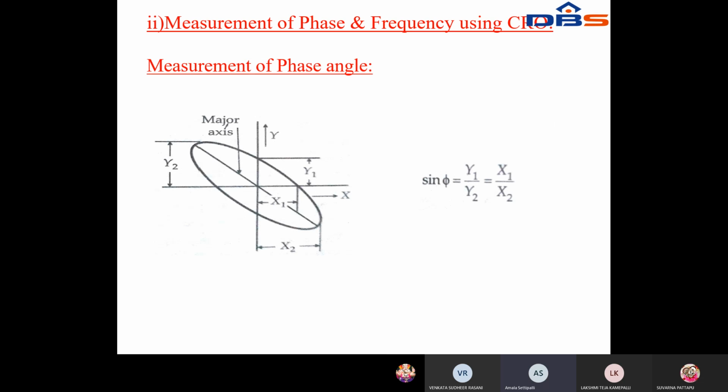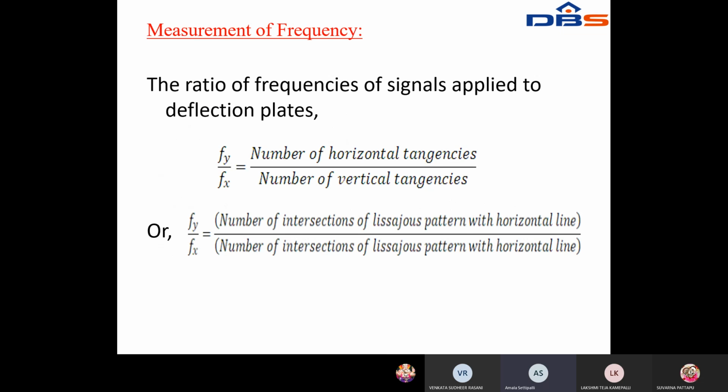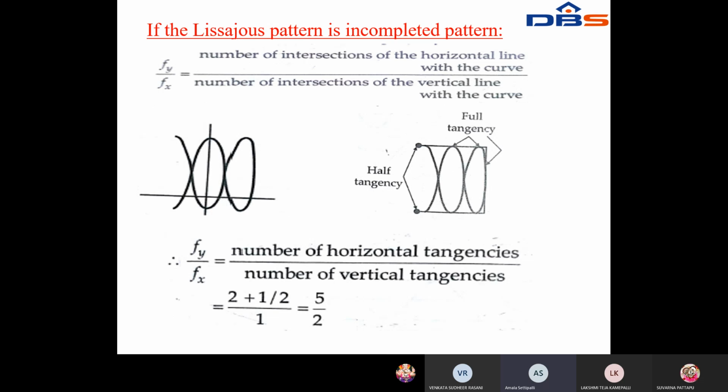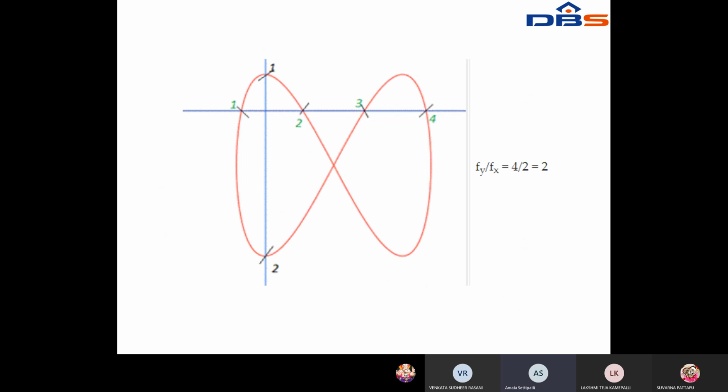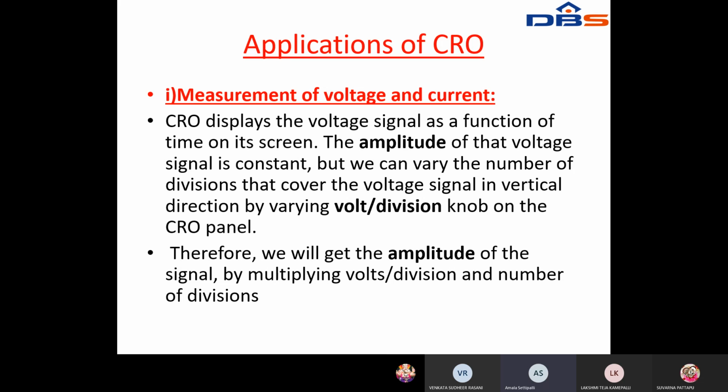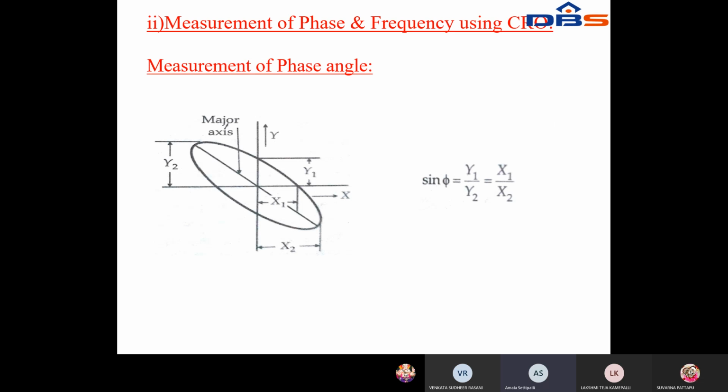Next application is measurement of phase and frequency using CRO. This is the measurement of a phase angle. Whenever you get the signal like this, this is the major axis. This is the horizontal deflection plates, this is the vertical deflection plates. The phase angle is given in terms of Y1; you can assume Y1 on the vertical axis, this one Y2, this one X1, and this one X2.